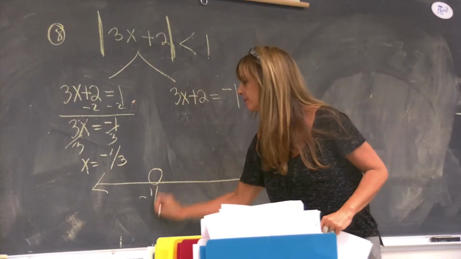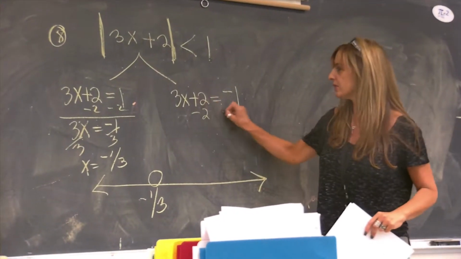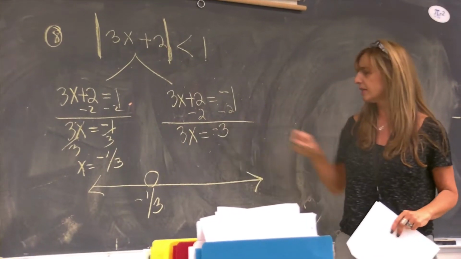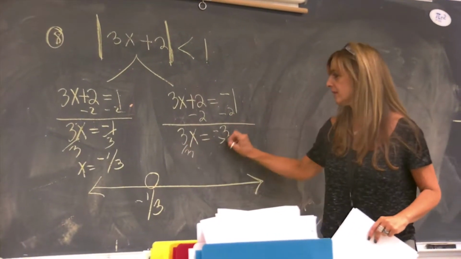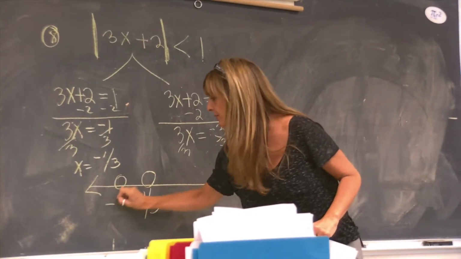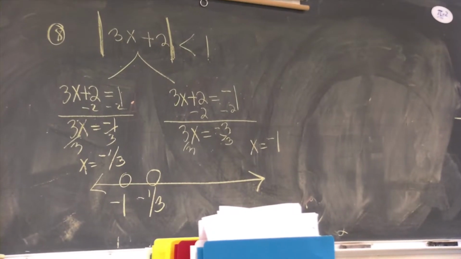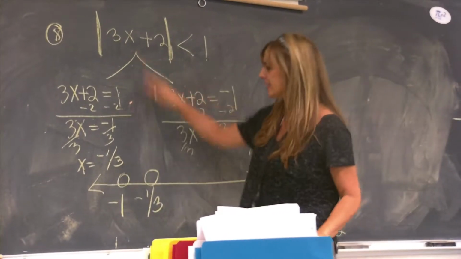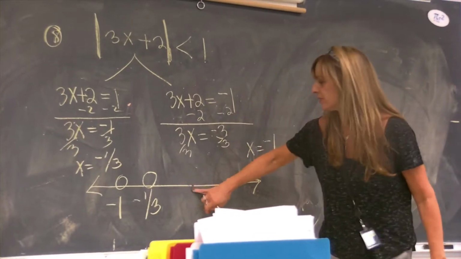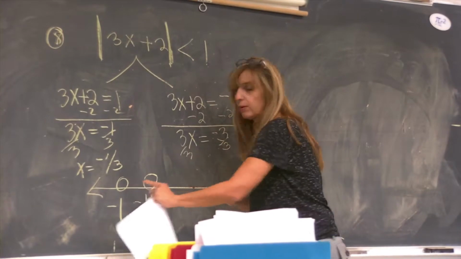That's going on my number line. Subtract 2. I get negative 3. Divide by 3. I get negative 1. That's going on my number line. Negative 1 is to the left of negative 1/3. Now I have to test. I have to see if 0 works. I guess I'll test 0, but 0 is going to be over here somewhere. If 0 works, I'm going to shade out. If 0 doesn't work, I'm going to shade in.